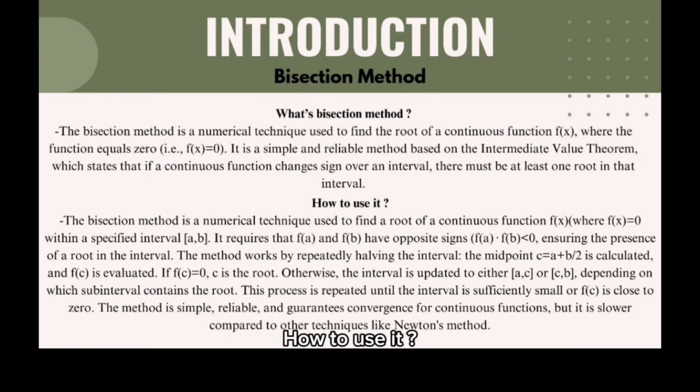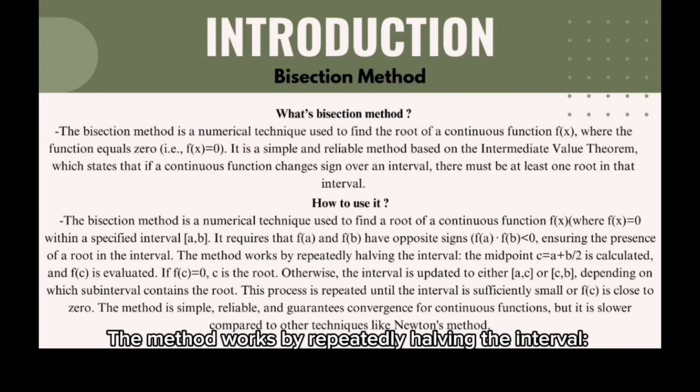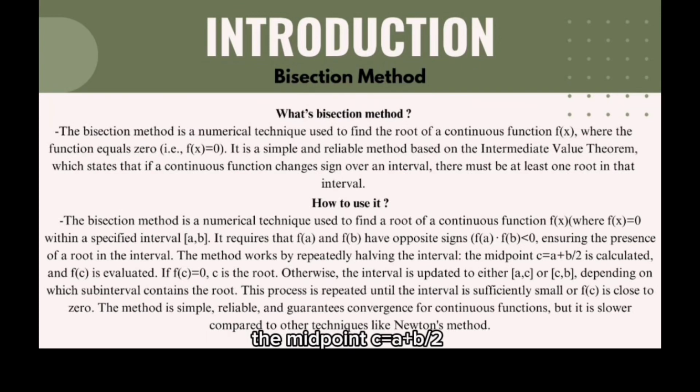How to use it? The bisection method is a numerical technique used to find a root of a continuous function f(x), where f(x) equals 0, within a specified interval [a, b]. It requires that f(a) and f(b) have opposite signs, f(a)f(b) < 0, ensuring the presence of a root in the interval. The method works by repeatedly halving the interval. The midpoint c equals (a + b)/2 is calculated, and f(c) is evaluated.